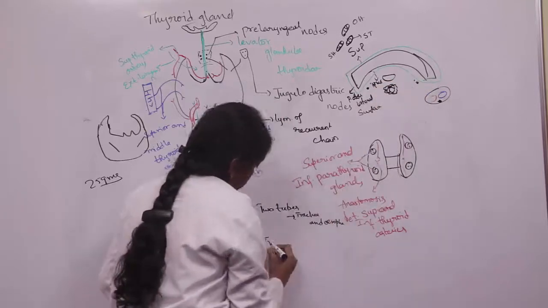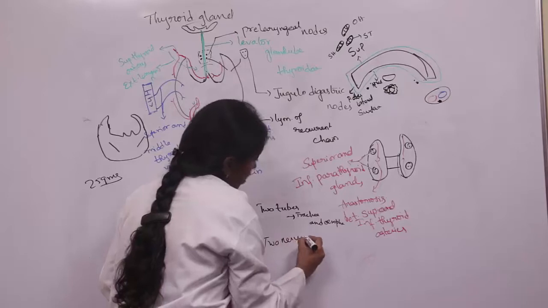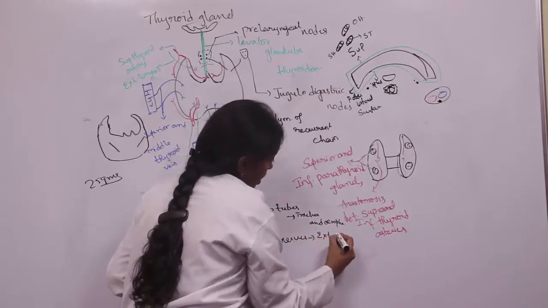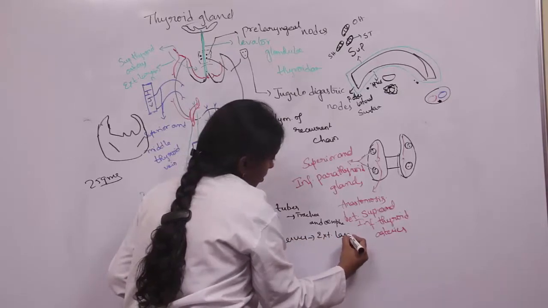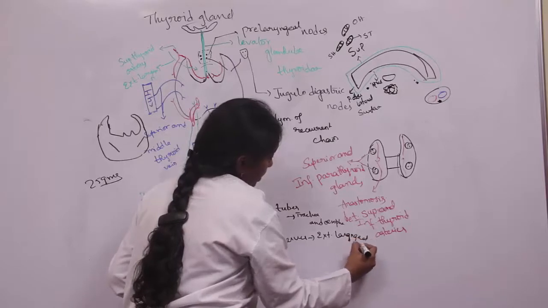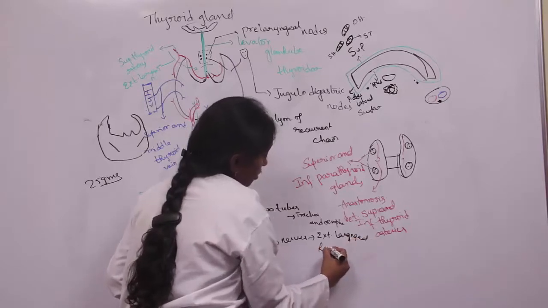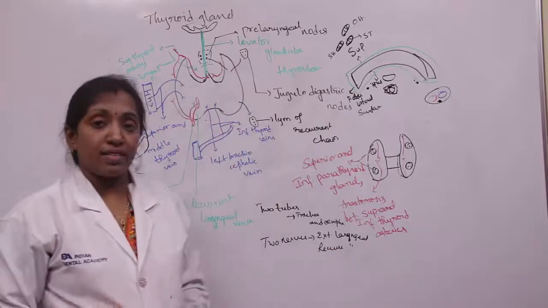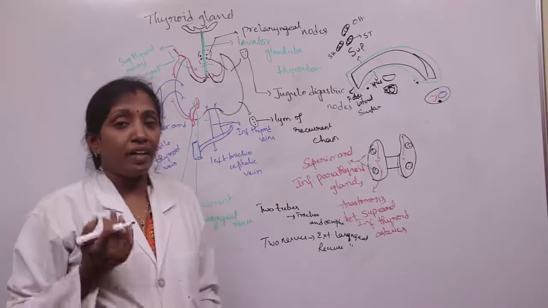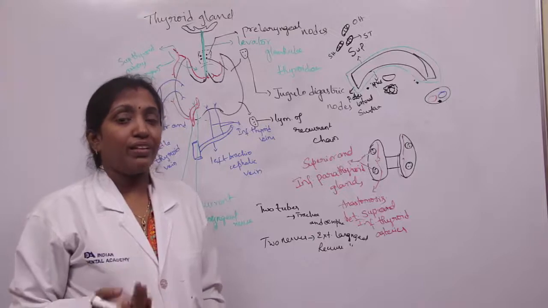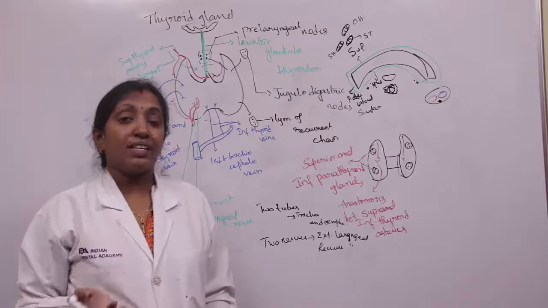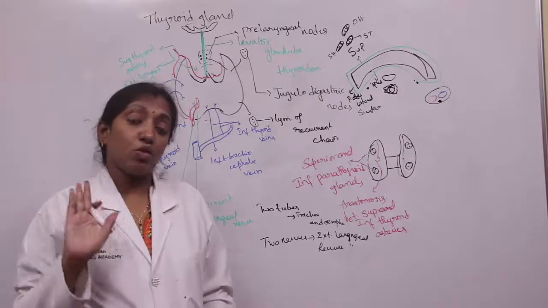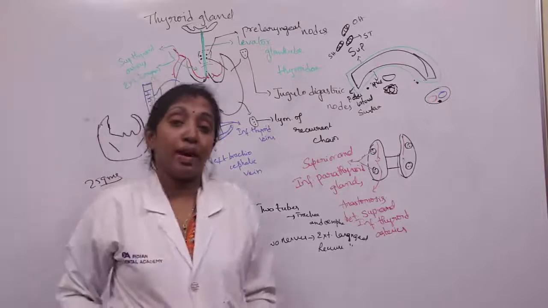So it is related to two nerves, external laryngeal and recurrent laryngeal, and it is related to two muscles, that is cricothyroid muscle and inferior constrictor muscle. We know that the inferior constrictor muscle is a muscle of the pharynx. The fibers go backwards and are inserted to the posterior part of the pharynx.